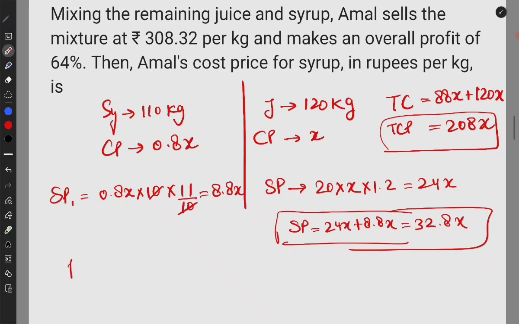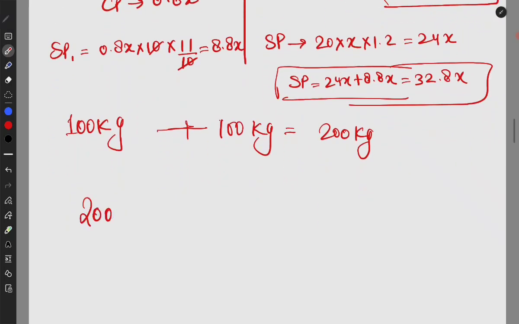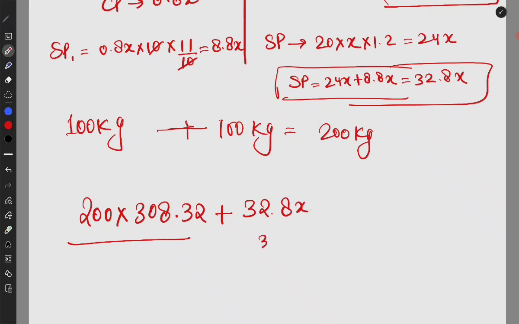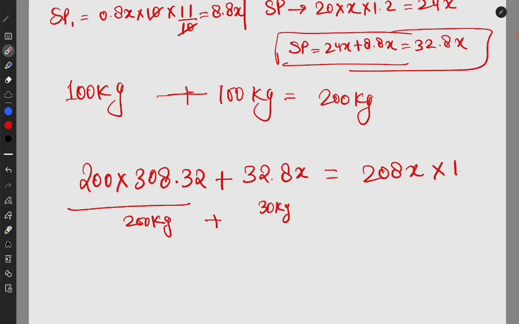Now how much syrup is left? Syrup is still remaining 100 kg and juice is also remaining 100 kg. So the total quantity he mixed and made 200 kg. And this 200 kg he sold at the rate of 308.32 per kg. So 200 into 308.32 plus, now this is the selling price and this is also selling price. So this was 10 plus 20, 30 kg from here and 200 kg from here. So total is 230 kg. Now the entire CP of 230 kg was 208x, right? And he sold the entire thing at a profit of 64%. So selling price will be equal to CP into profit percent of 64%.